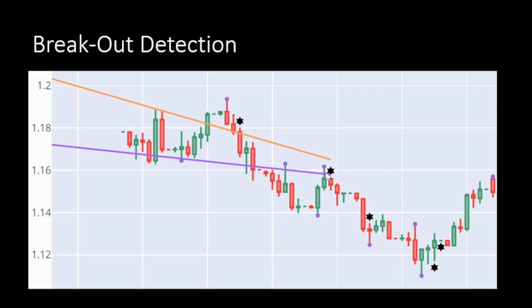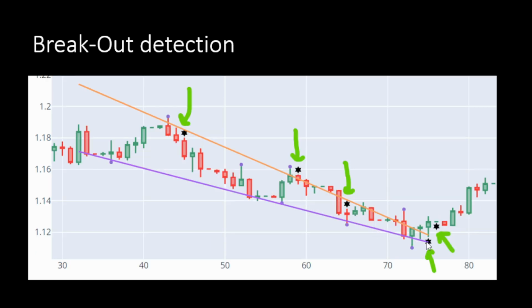So this star is a breakdown. We have a downtrend afterwards. Then we can check this one. Another example, we have a break up, a star below the candle, which signals a future uptrend. And we're going to explain all the details in a while.